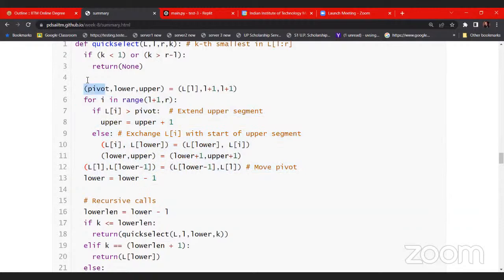So now we will select the pivot element equal to MOM of L. That means we are just performing one MOM operation to select the pivot element. That is a separate order of n operation, so it is not increasing the complexity of our quick select algorithm. The pivot element we will select using the MOM algorithm.